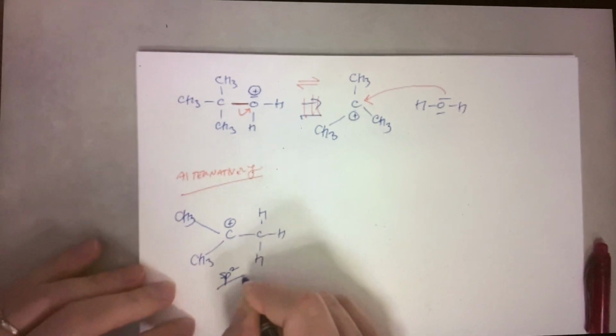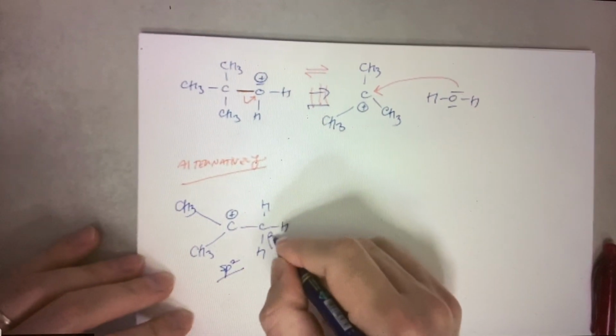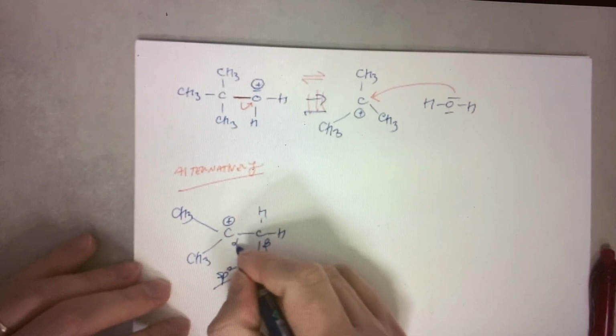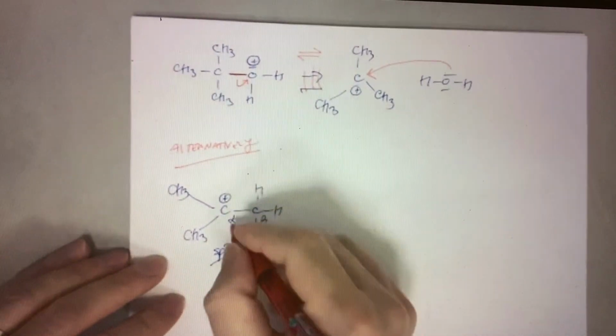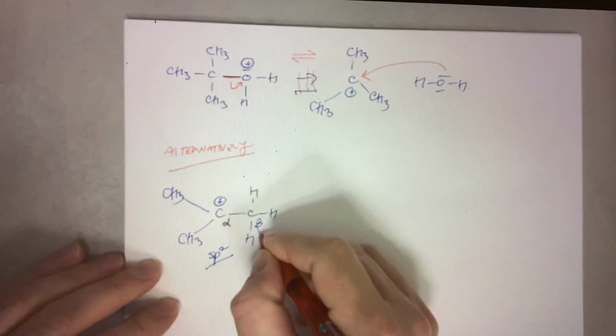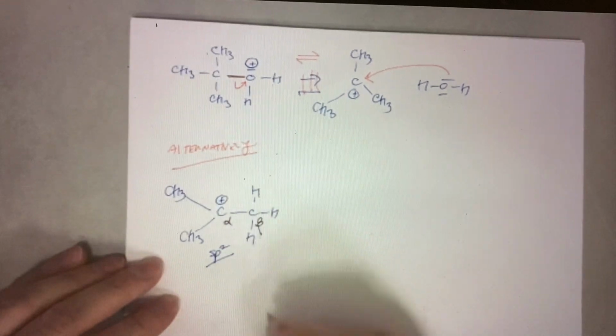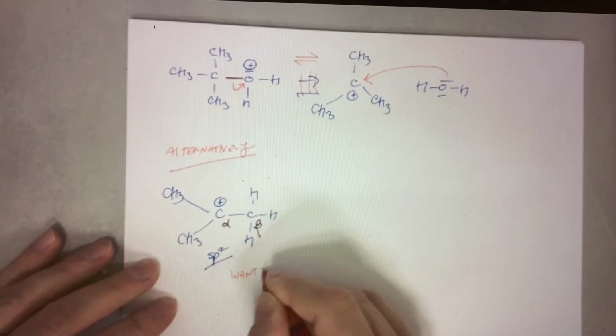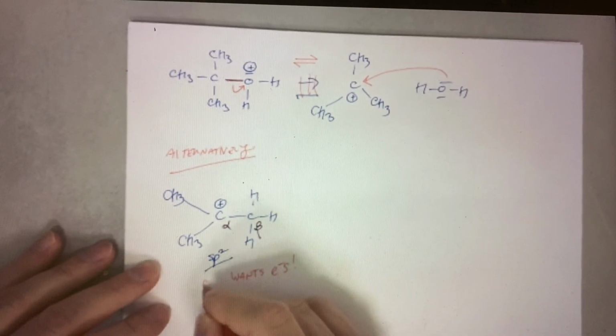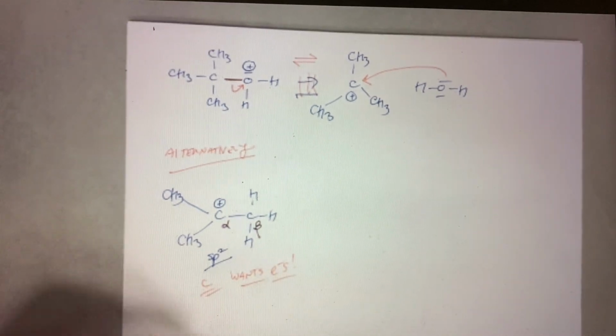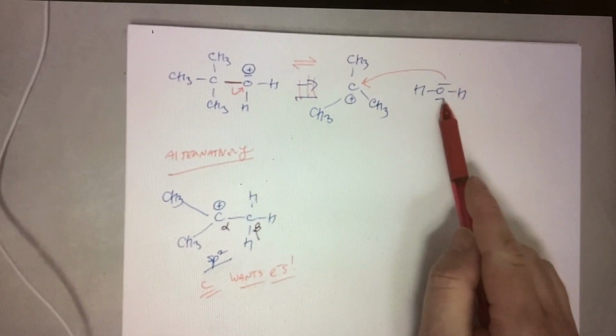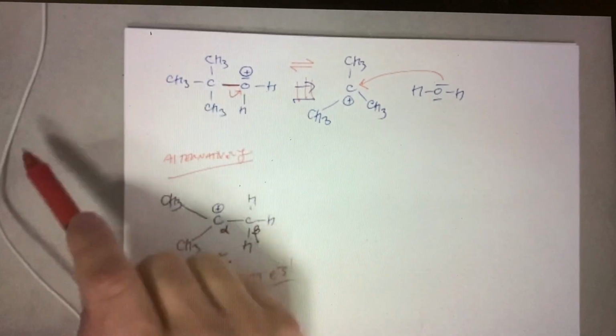is sp2 hybridized. What I've done here is I've expanded one of the beta positions. Okay, so let's call these alpha and beta again. And this carbon really wants electrons. Right? So carbon in this case wants electrons. We could give them electrons with water. We could be going backwards.